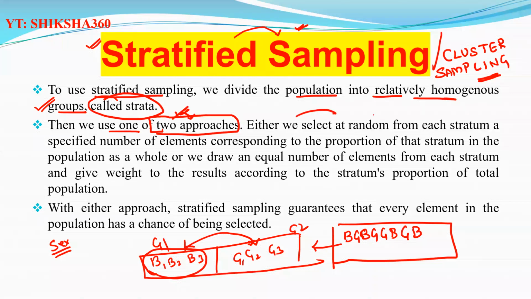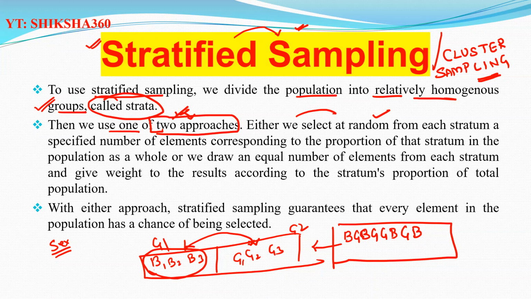Either we select at random from each stratum a specified number of elements, corresponding to the proportion of the stratum in the population as a whole. Or we draw an equal number of elements from each stratum, and give weightage to the results according to the stratum proportion of the total population.